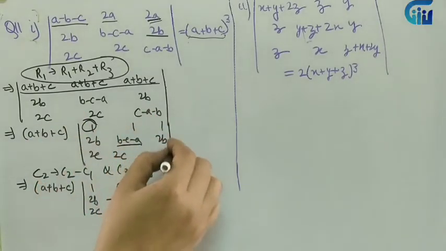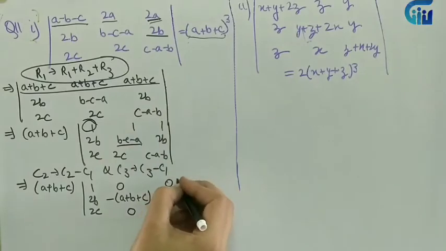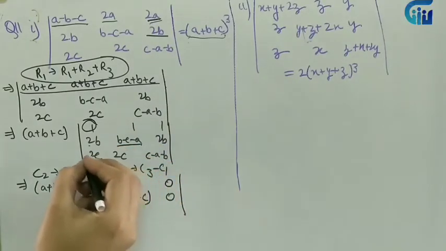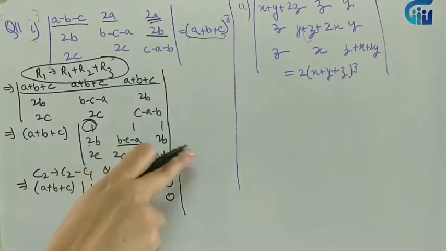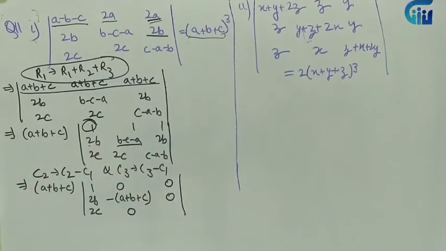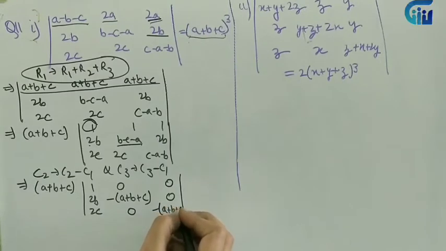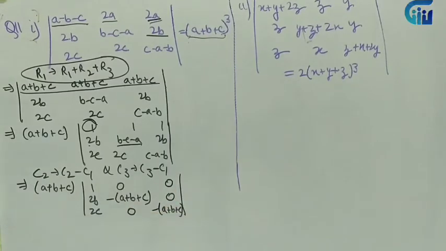If I move on to this column, 1 minus 1 will be 0. 2b minus 2b will be 0. C minus a minus b minus 2c. So c minus 2c will give me minus c. We know if we are adding, we add like terms together. So it will be again minus common a plus b plus c. So now what do we observe?